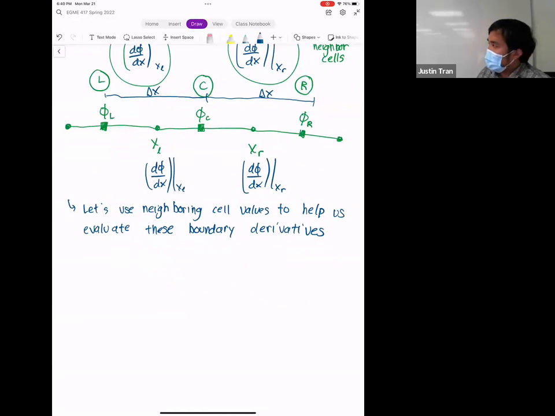So let me pause here for a second. Are there any questions on any of this so far? Okay. All right. And so to do that, let me go ahead and draw you another picture here.